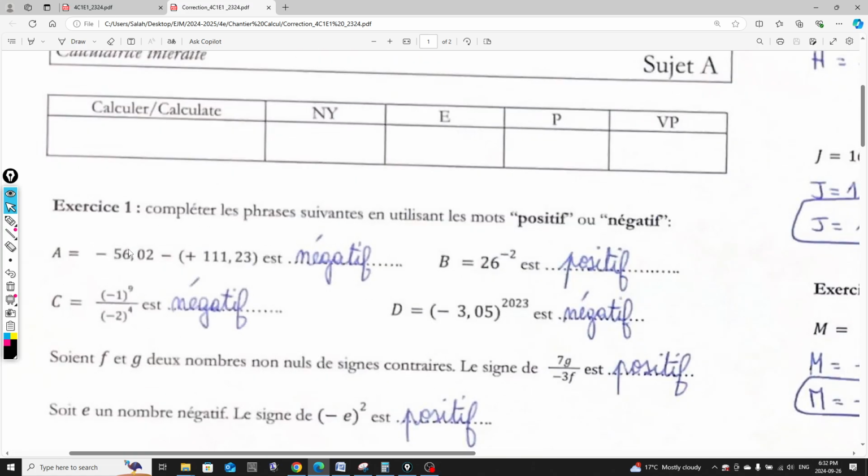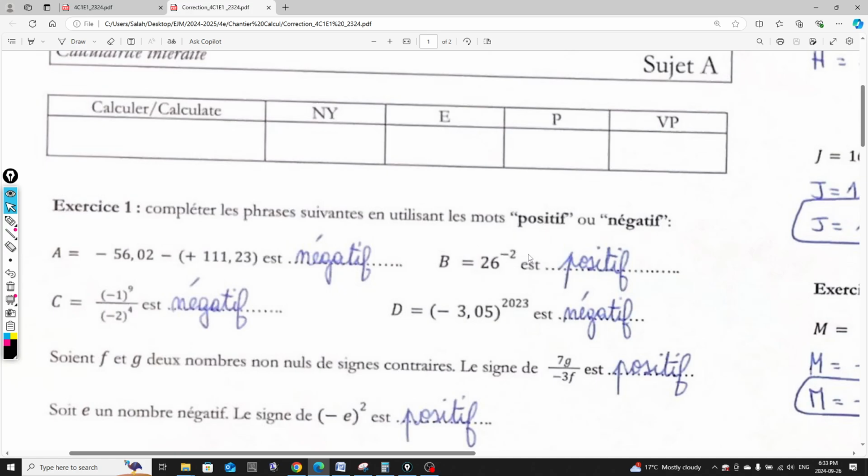On exercise number 1 here, we're being asked to determine if the result of these operations is going to be either positive or negative. The first operation is negative 56.02 minus a positive 111.23. Subtracting a positive value is the same thing as adding a negative value, right? You would have seen that with your French teacher. So when I've got a negative value and I'm adding another negative value, I'm just going to get a negative answer. That's that one.